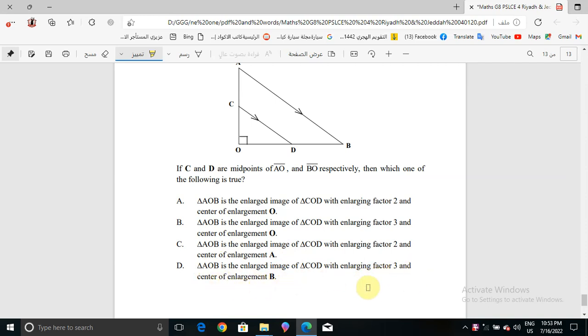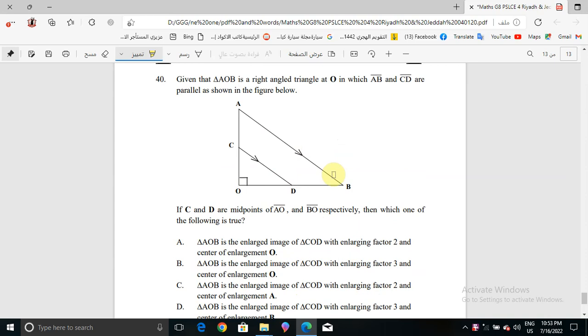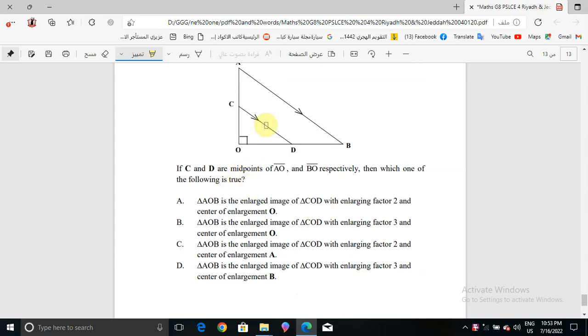So the answer that is true for this diagram is that angle AOB is the enlarged image of angle COD with enlarging factor 2 and center of enlargement O. So the answer for question number 40 will be choice A.